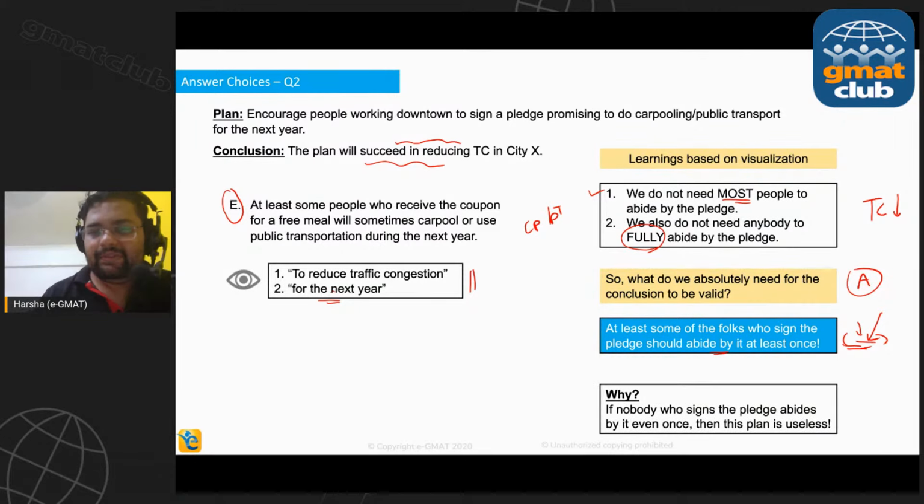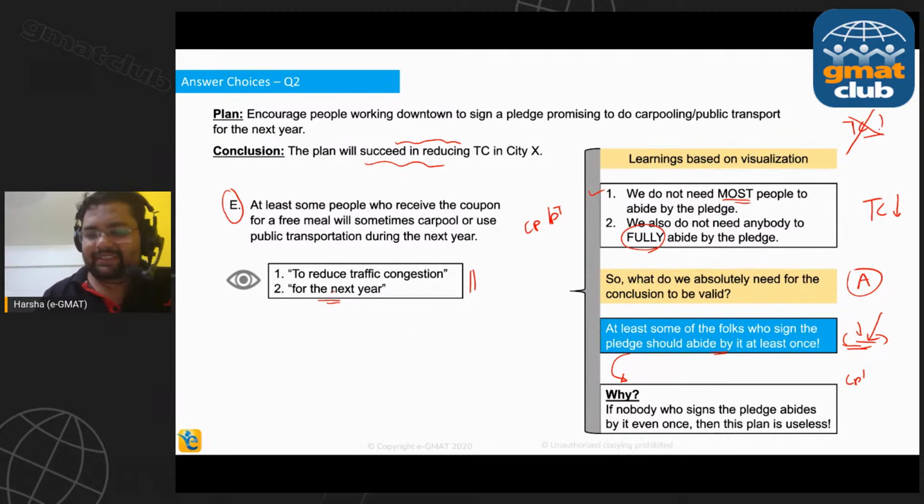Why is this true? Because if you negate this, think about it. If not even one of those fellows who signs the pledge follows the pledge and does carpooling or public transport even once in the next year, then what kind of a plan is this? The plan is useless. You are making people sign the pledge, but not even one person is following it, even once. Then how can you expect reduction in traffic congestion? Your conclusion breaks down. So this is my assumption. So what we did here is kind of what I call analyzing the argument logic.